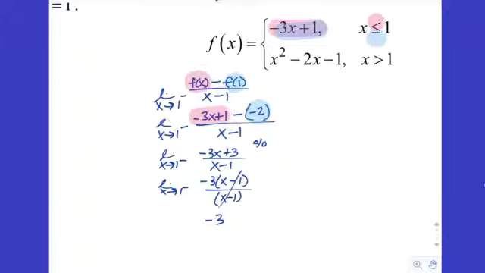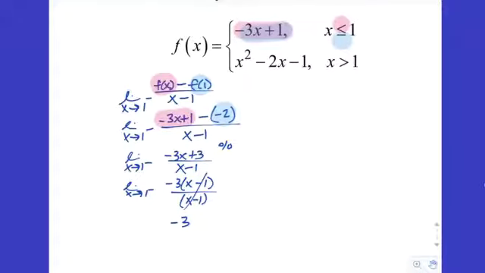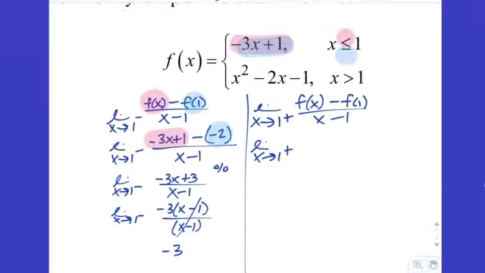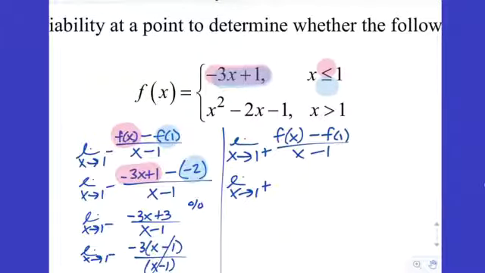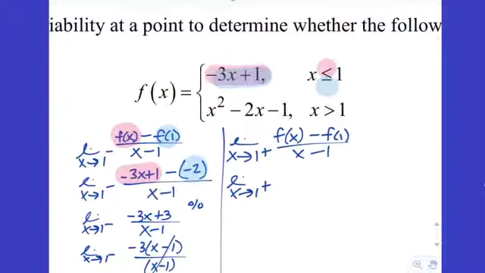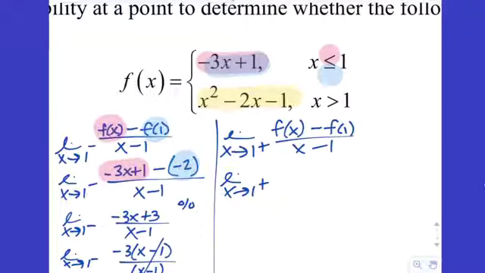Okay? We're going to do the same thing now on the other side of 1. So we'll draw this little line here, and now the limit as x goes to 1 from the right-hand side. It's still going to be f of x minus f of 1 all over x minus 1. But as we go to the next line and we substitute in, we have to be using the f of x where it's defined. So which piece is defined to the right of 1? The second one. So that's going to be x squared minus 2x minus 1. So we're using that piece now.